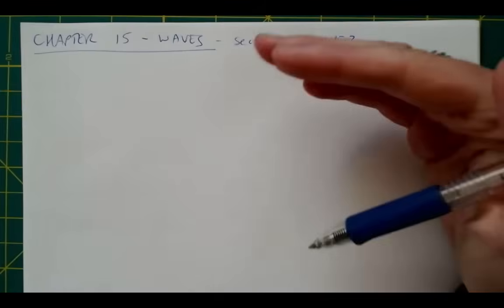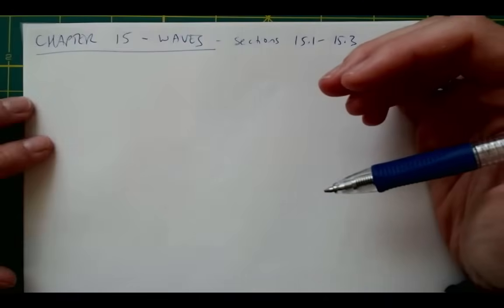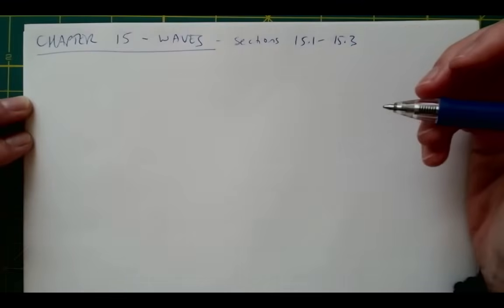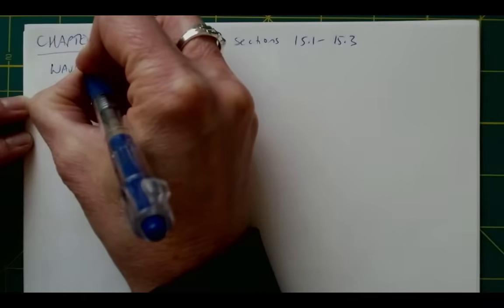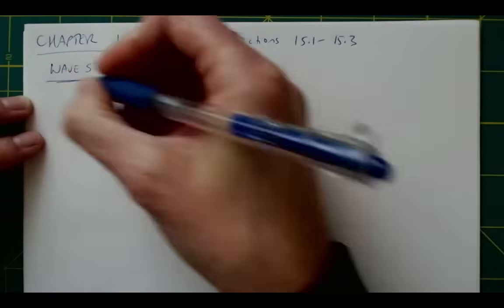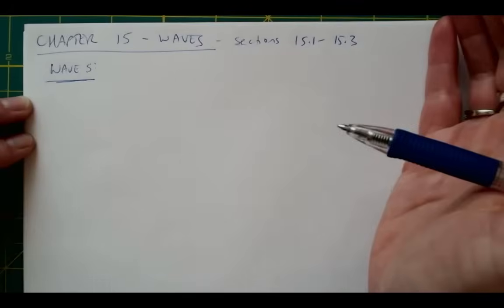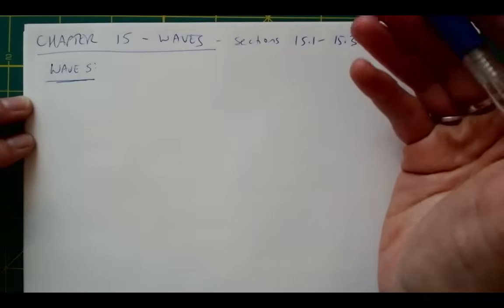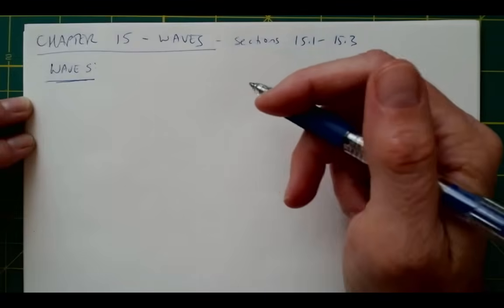So we've talked about periodic motion and oscillations in Chapter 14, and now we're going to be talking about how that relates to wave motion. So we have to know what we mean by a wave, what a wave does, and there's different types of waves: earthquake waves, sound waves, waves on strings, water waves. Those are all mechanical waves. Then you have electromagnetic waves, which is light and radiation.